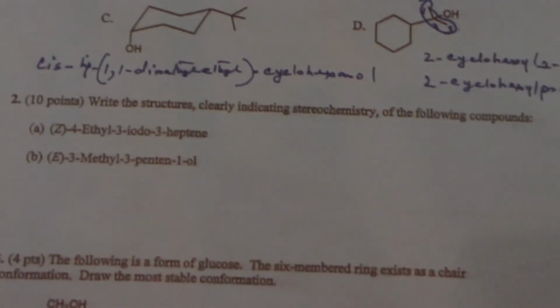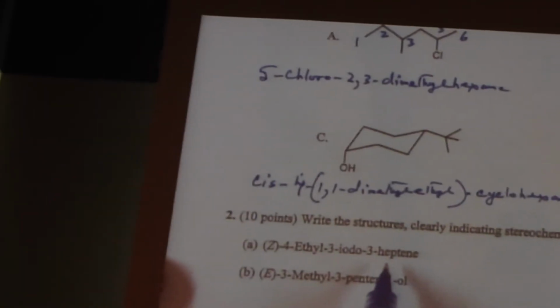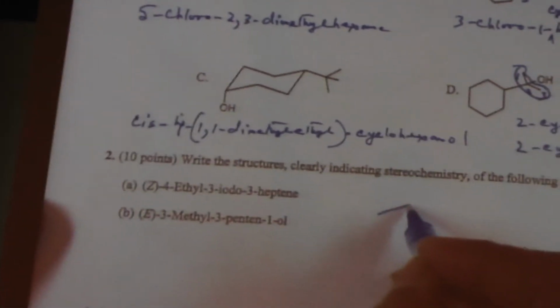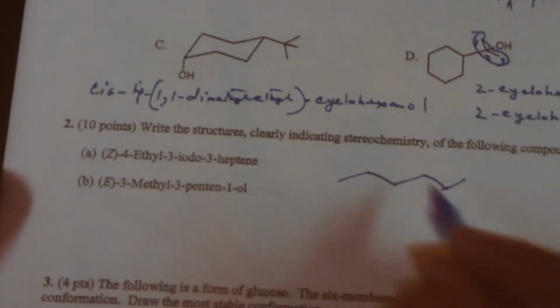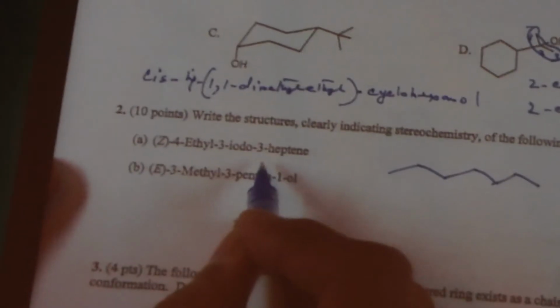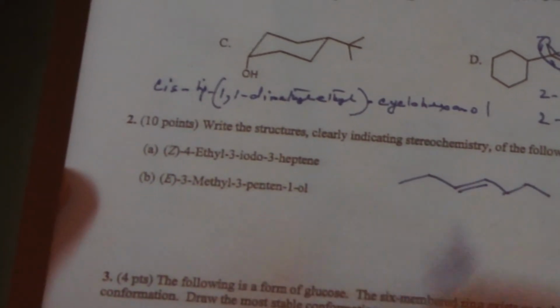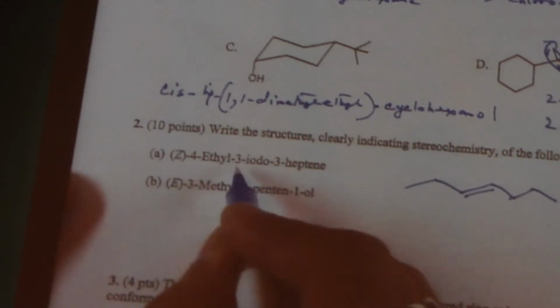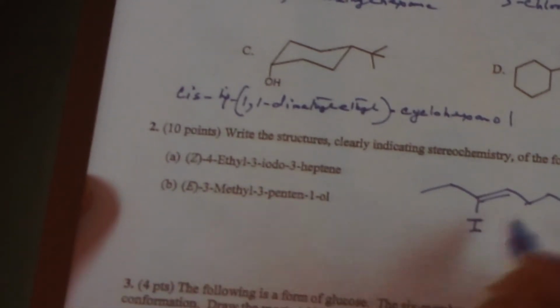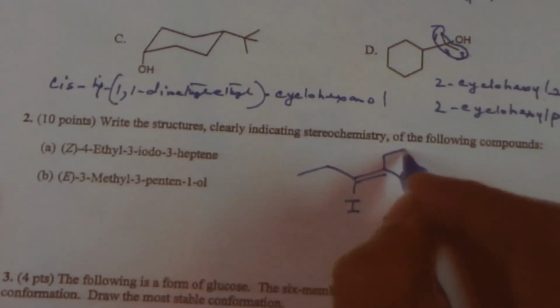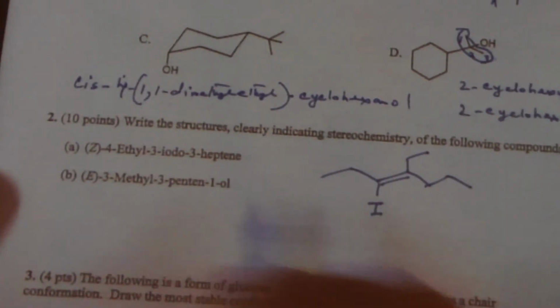And for this type of compound, you have Z and E. You can draw the structure first and then figure out the E and Z of those. Like this is 4-ethyl-3-iodo-3-heptene. So you need to draw 1, 2, 3, 4, 5, 6, 7. So 4-ethyl-3-iodo-3-heptene. So 1, 2, 3, 3-iodo, 4-ethyl. Okay, so we have done that.